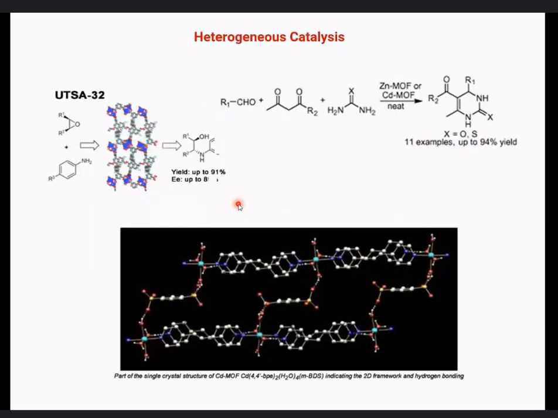Then there is another way, this is called the catalysis also. It plays a very important role in heterogeneous catalysis. I'm showing just one example of how this zinc MOF or cadmium MOF can be realized. And in catalysis, you can get a very high yield of compound using this MOF.